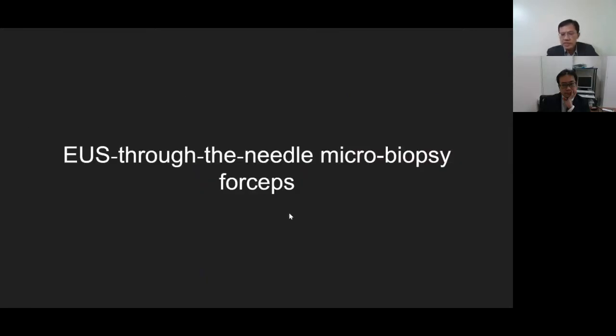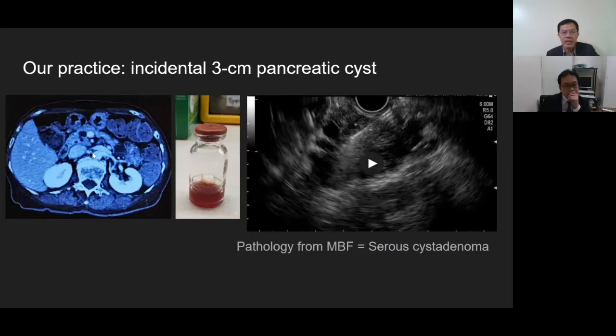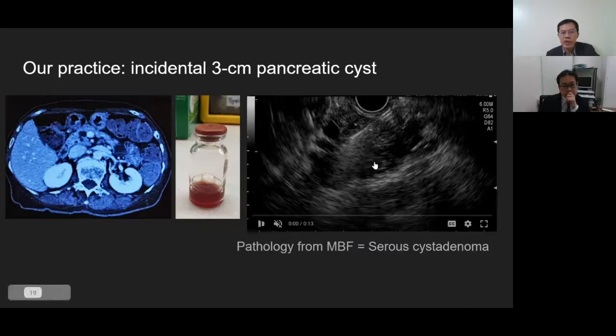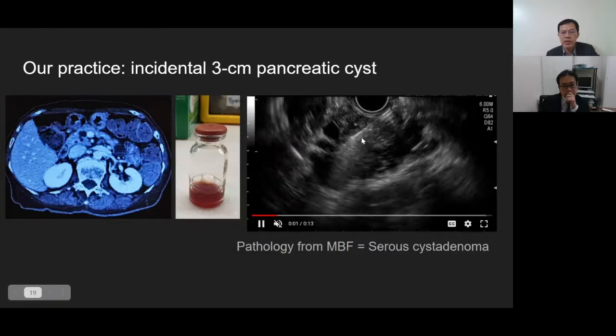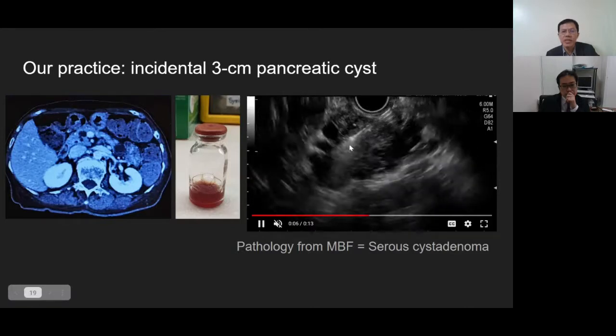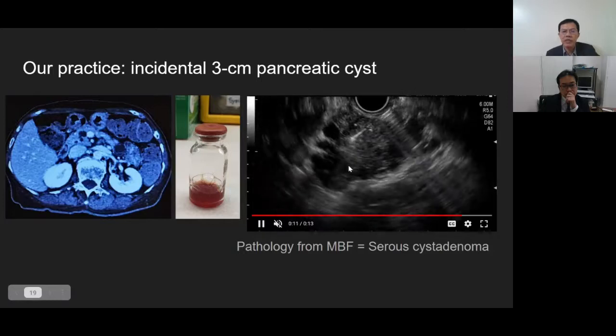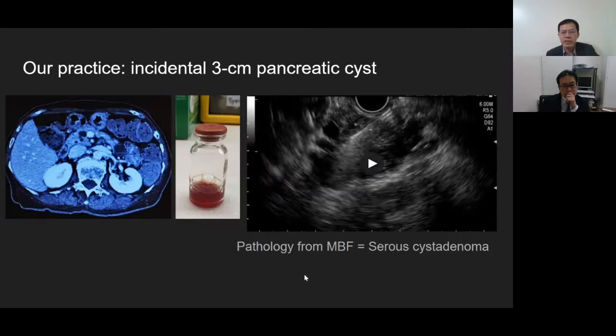So the third must-get here is the EUS-guided through-the-needle microbiopsy forceps. Let me show you an example of one of my cases. Again, the patient has a very small cystic pancreatic lesion. We tried to do the biopsy and found only scant sanguinous fluid. So then we passed the 19 gauge needle into the center of the lesion. We passed the microbiopsy forceps inside the 19 gauge needle, and then we opened the forceps here, grabbed the tissue and pulled back. The pathology from the microbiopsy forceps was cystadenoma. So it impresses us very much.